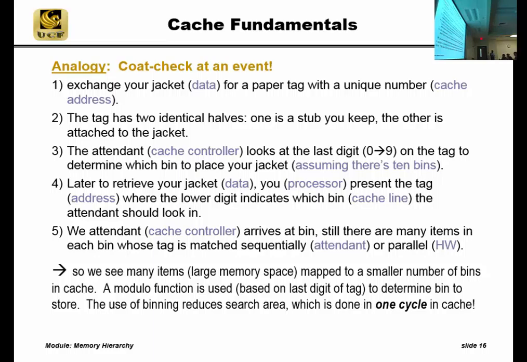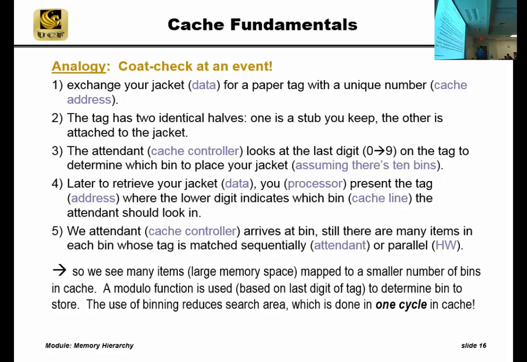But we have to retrieve that data later. So here's the idea: it's a coat check. We're going to exchange our jacket, or data, for a paper tag with a unique number. The tag has two halves. One is a stub you keep, the other is attached to the jacket. Let's say you're checking in your jacket. The attendant, which is a cache controller, looks at the last digit to determine the bin to place your jacket, assuming there are 10 bins. So let's try this simple example.